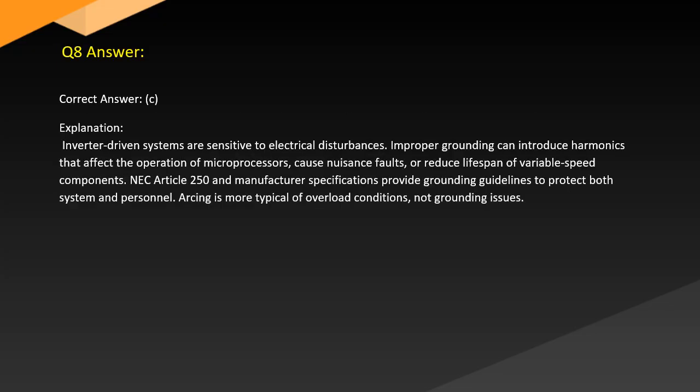Answer. Correct answer: C. Explanation. Inverter-driven systems are sensitive to electrical disturbances. Improper grounding can introduce harmonics that affect the operation of microprocessors, cause nuisance faults, or reduce the lifespan of variable speed components. NEC Article 250 and manufacturer specifications provide grounding guidelines to protect both system and personnel. Arcing is more typical of overload conditions, not grounding issues.